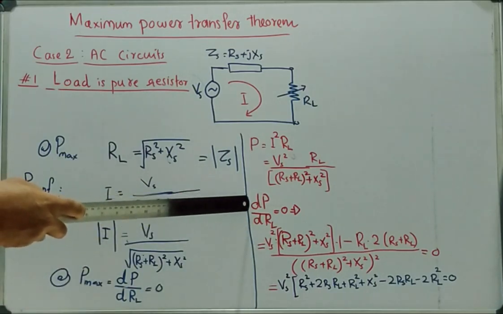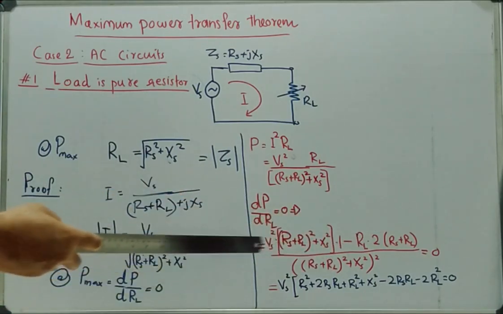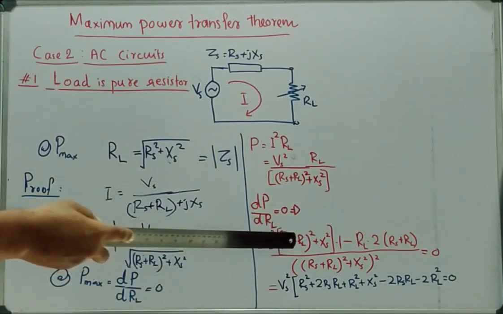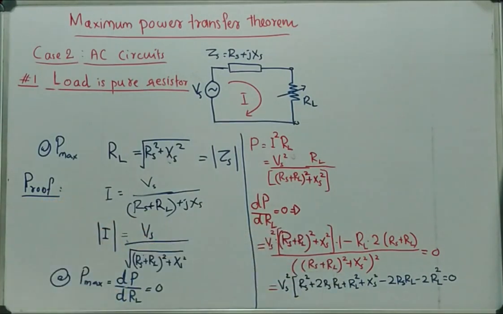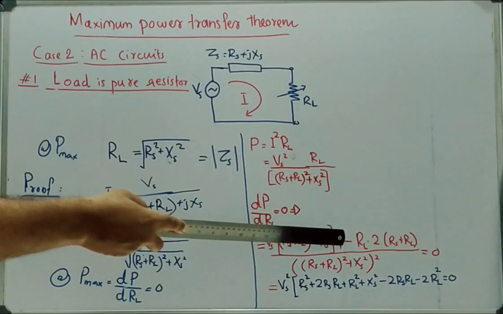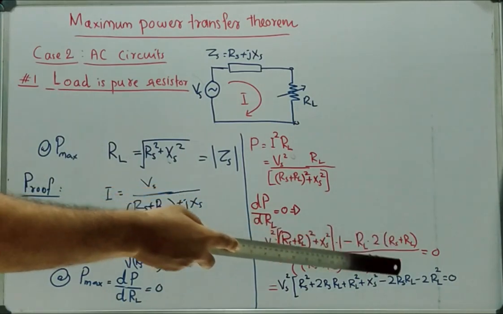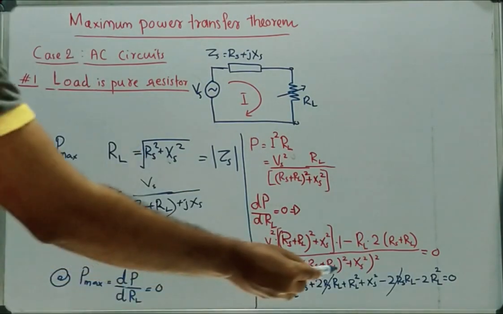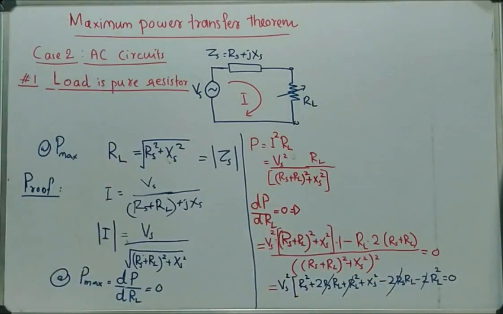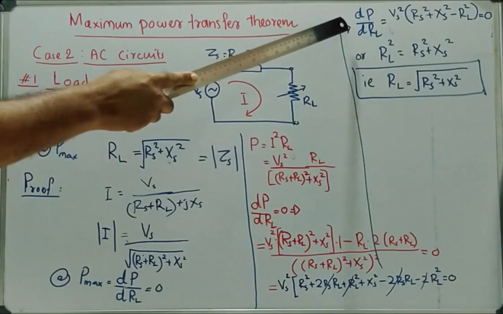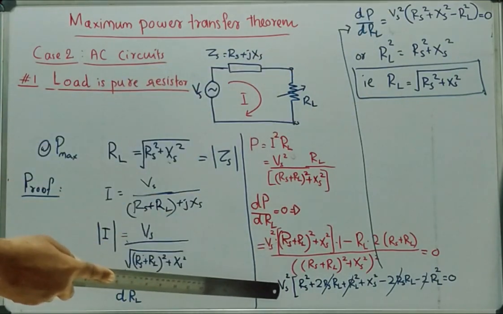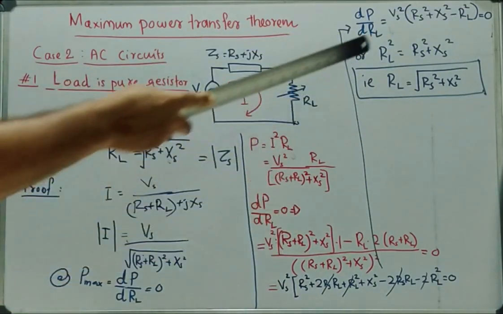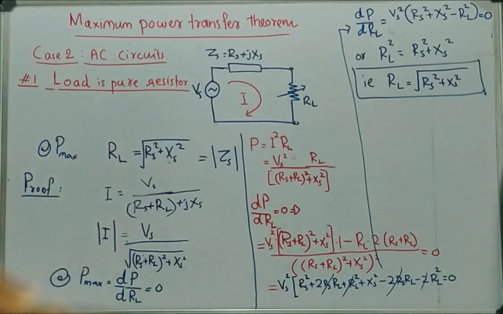In order to derive this condition, we can equate the numerator to 0 after expanding. So Vs square, this we can expand like this: Rs square plus 2 Rs RL plus RL square, plus Xs square, minus 2 Rs RL minus 2 RL square. From here we can cancel these two parts and one RL square. After simplifying, dP by dRL is equal to Vs square into Rs square plus Xs square minus RL square, equal to 0. As Vs square is constant, it never becomes equal to 0.